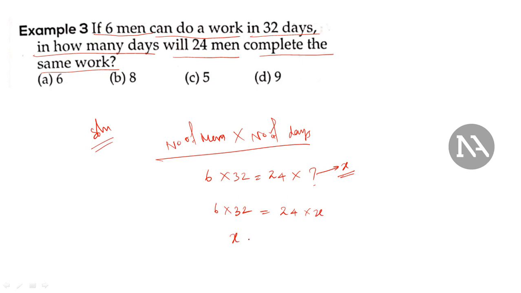Now x is equal to 6 into 32 divided by 24. So 1 6 is 6, 4 6s are 24. Now 32 divided by 4. 1 4 is 4, then 8 4s are 32. So it is 8 days. So 24 men will complete the work in 8 days.